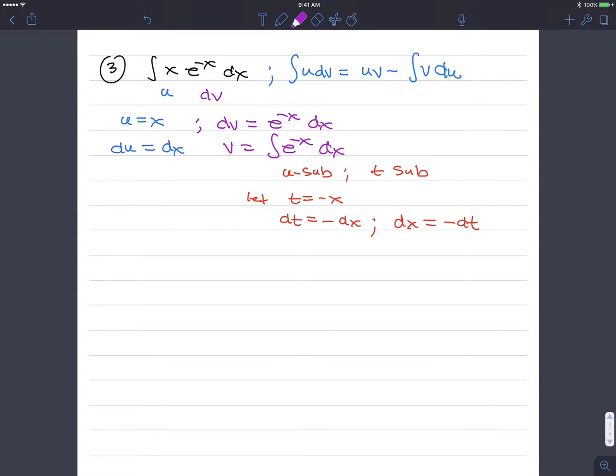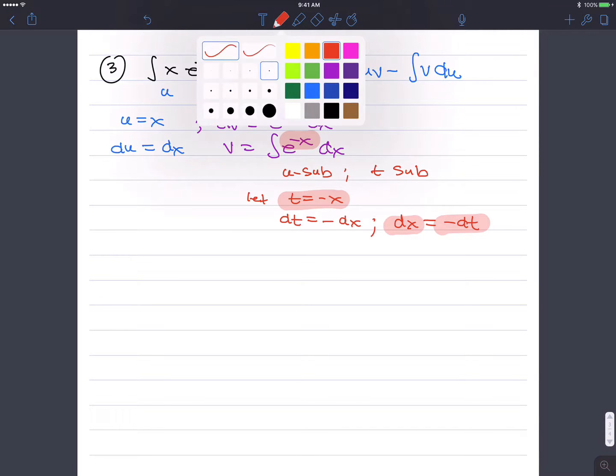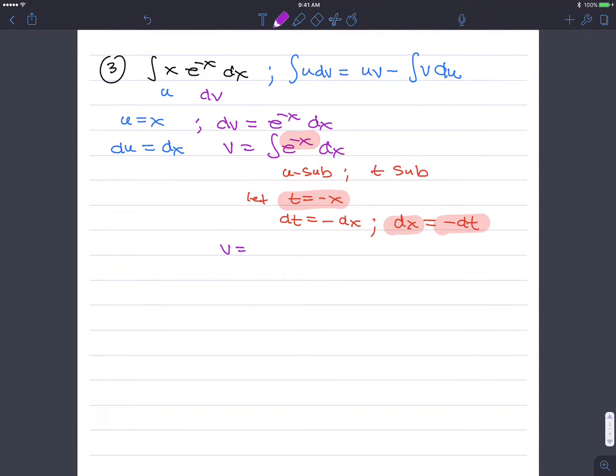The value of t here is negative x. We're going to replace this here for negative x. We know that dx here is minus dt. So this integral here is going to become, at least our v becomes, the integral of e to the t now, not minus x, and dx is replaced with minus dt, which gives us negative integral e to the t dt. So that v will become minus e to the t, because I can integrate now e to the t. The negative sign here is a constant. So you get minus e to the t.